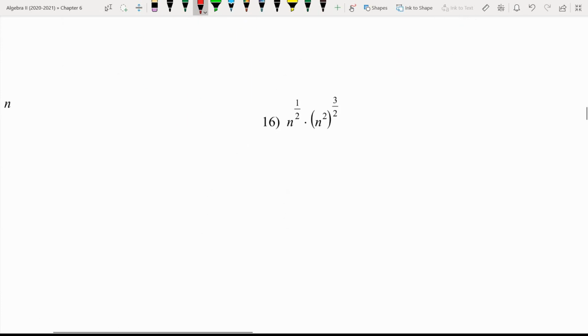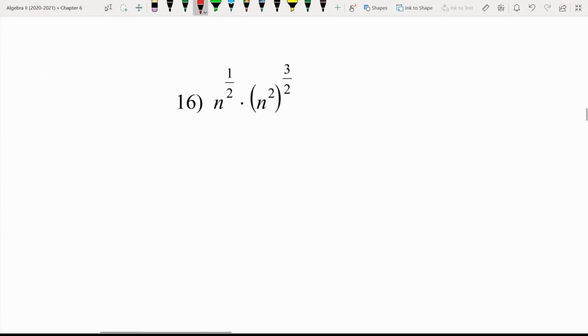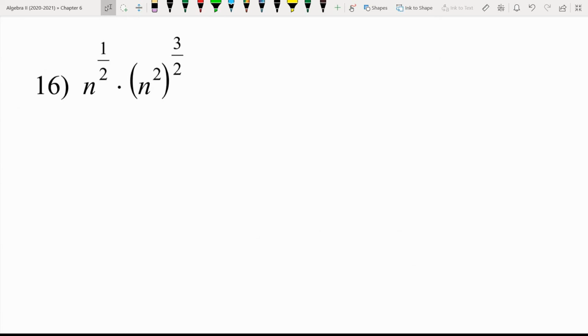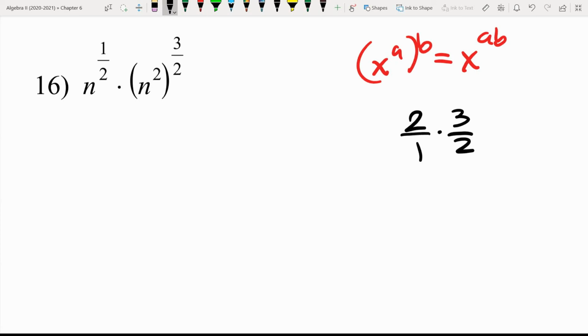All right, so going down to these other ones, 15 was kind of a gimme, n times n, that's n squared. Just add up the exponents, right? This one over here, though, you had to do some PEMDAS stuff. So before you could do anything with this n to the 1/2, you had to combine this first. But remember, when you raise a power to a power, you multiply those powers together. So I have to do 2 times 3 halves over here. So if we do 2 times 3 halves, remember, think of the 2 as 2 over 1.